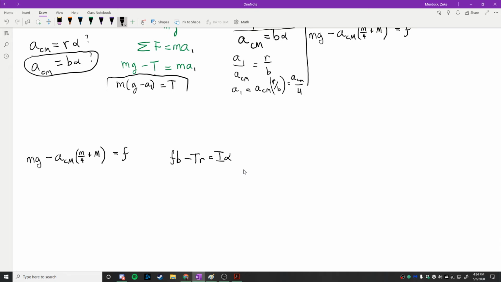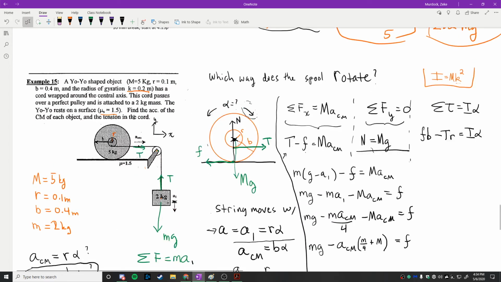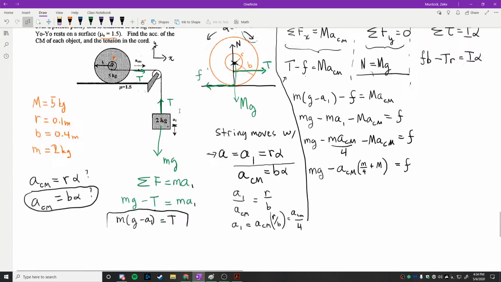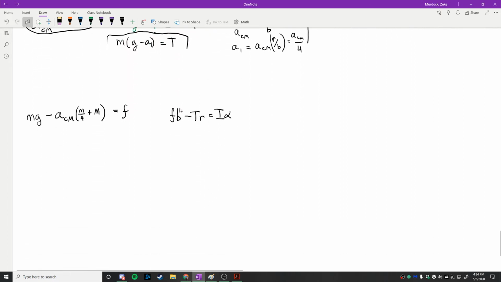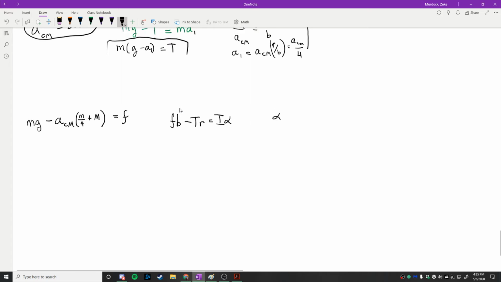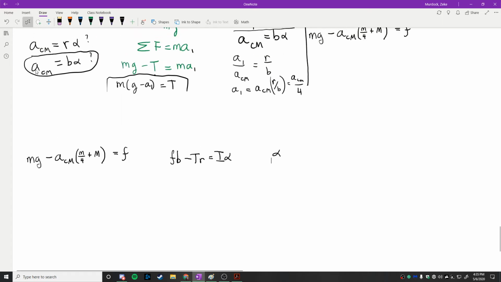Okay, so ultimately we're looking for acceleration right here. We're finding the acceleration of the object and the tension on the cord. We've already eliminated acceleration. The other equation we have was that alpha here and ACM are related in the sense that alpha is equal to ACM divided by B. Put all those three equations together, and we're going to get something like this.